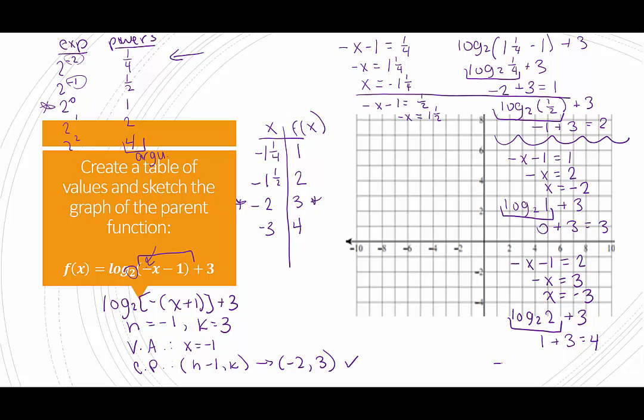We would like for negative x minus 1 to equal 4. That would be negative x is equal to 5, which means x will be negative 5. If we plug in negative 5, I'm really running out of space here. Let's create a little room.